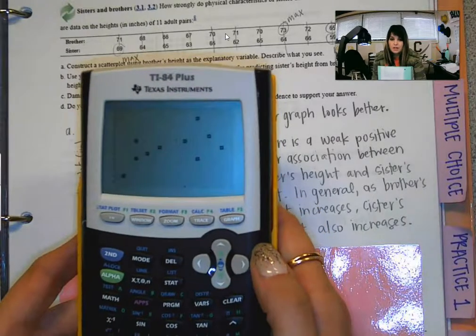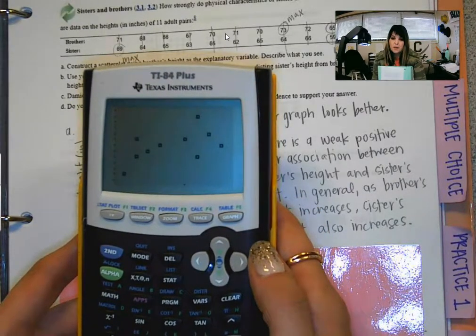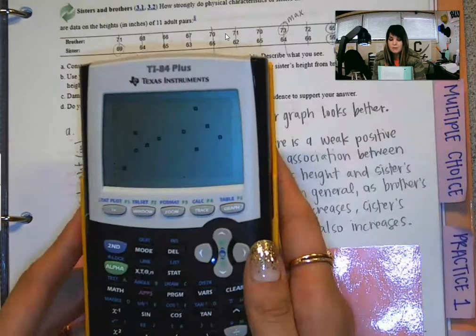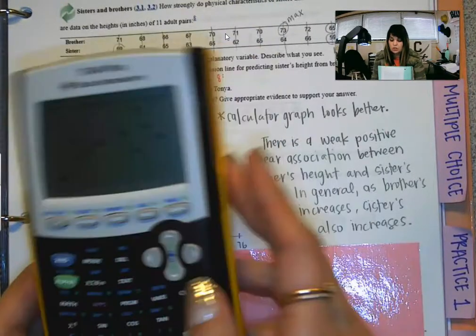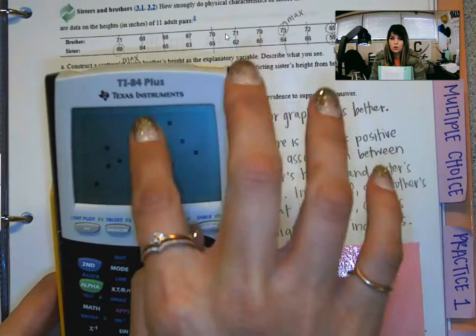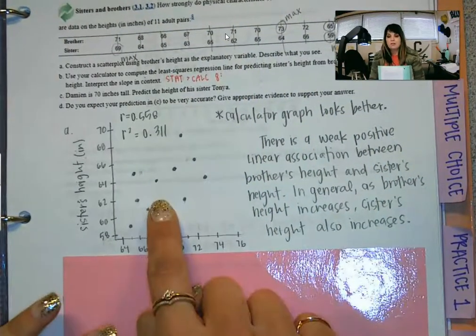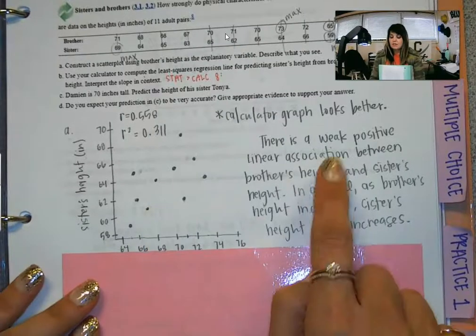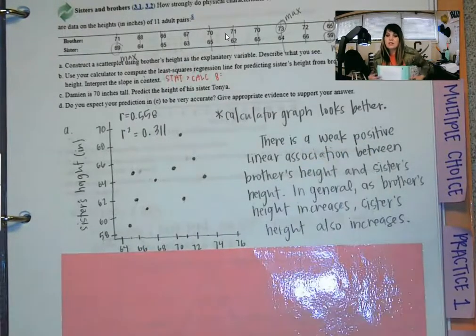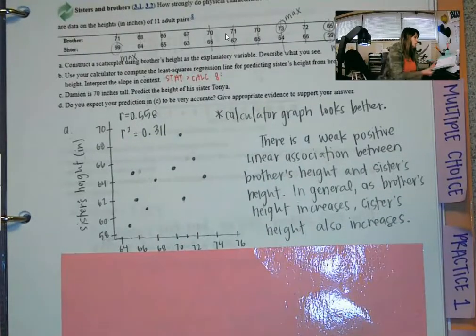And this is what it looks like on my calculator, which looks so much better than the graph that I have here. And it made me feel a little bit better about the weak relationship because these points here are really going to mess up your correlation. So not only do I have to make the graph, but then I need to state there is a weak positive linear association between brother's height and sister's height. In general, as brother's height increases, sister's height also increases.